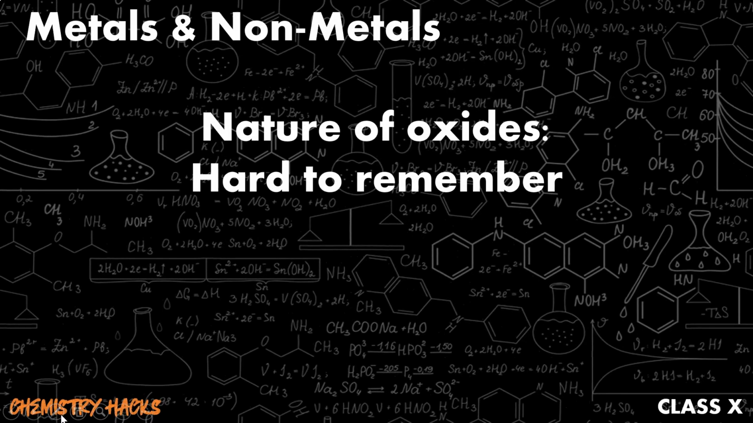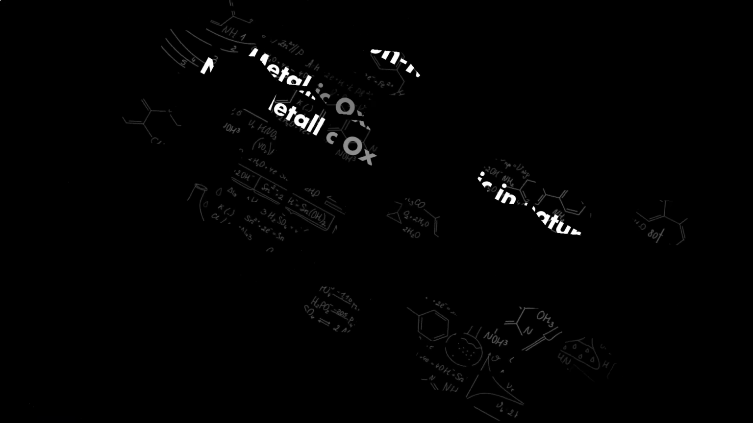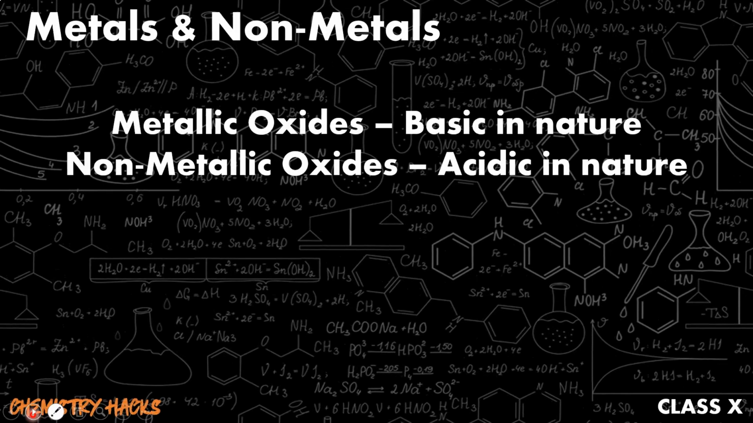So the first hack is related to the nature of oxides, which is hard to remember in my opinion. So whether the oxides are basic or acidic. And it's already been defined through experiments in the past that all metallic oxides are basic, which means they have a pH between 7.1 to 14. And all non-metallic oxides are acidic, meaning that they have a pH level of 1 to 6.9.